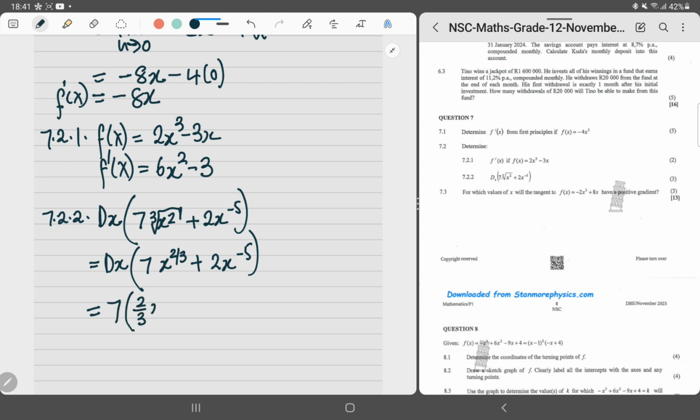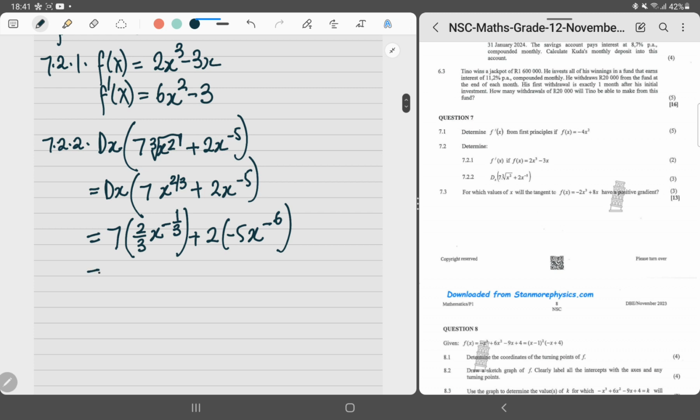2 over 3 x, and then 2 over 3 minus 1, that's minus 1 over 3, plus 2 into negative 5x to the minus 6. So here I'm getting 14 over 3 x to the exponent of 1 over 3 minus 10 all over x to the exponent of 6.